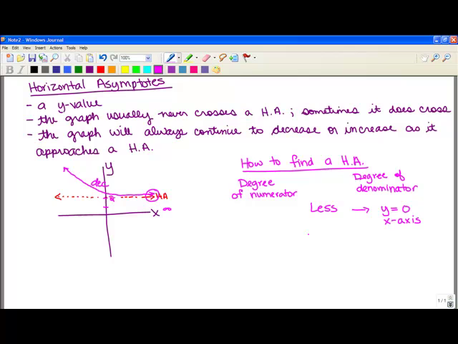If the degree of the numerator is equal to the degree of the denominator, then the answer for the horizontal asymptote is found by the fraction of the leading coefficients. And finally, the third case is if the degree of the numerator is greater than the degree of the denominator, then there is no horizontal asymptote.